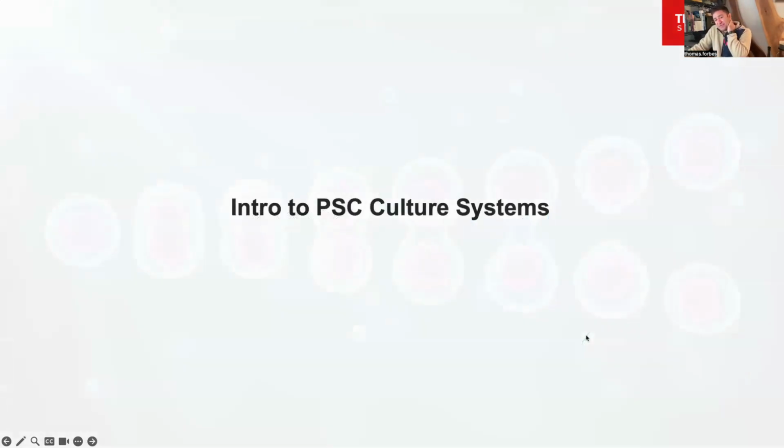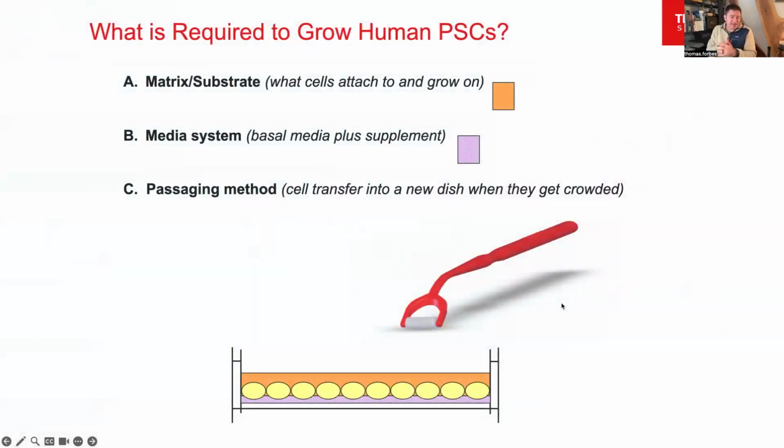So I'll segue now into a quick discussion on a few more details surrounding cell culture systems. I want to touch on a couple of essential elements of successfully growing pluripotent stem cells, and then, more importantly, highlight some of the merits of feeder-free culture. So there are things that you have to consider, right? The matrix, the substrate, what the cell's attached to, right? And it's really important in facilitating the growth of the cells that you're working with. You have to think about the media system, right? And I would say the media system is maybe the most important component of the culture environment, right?